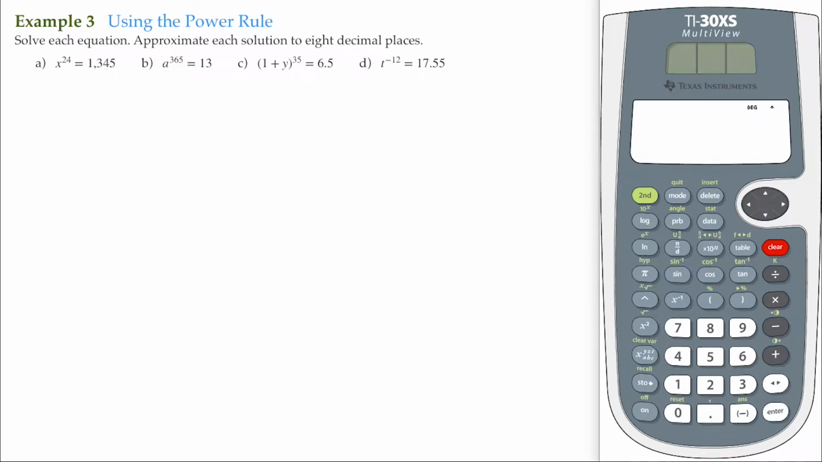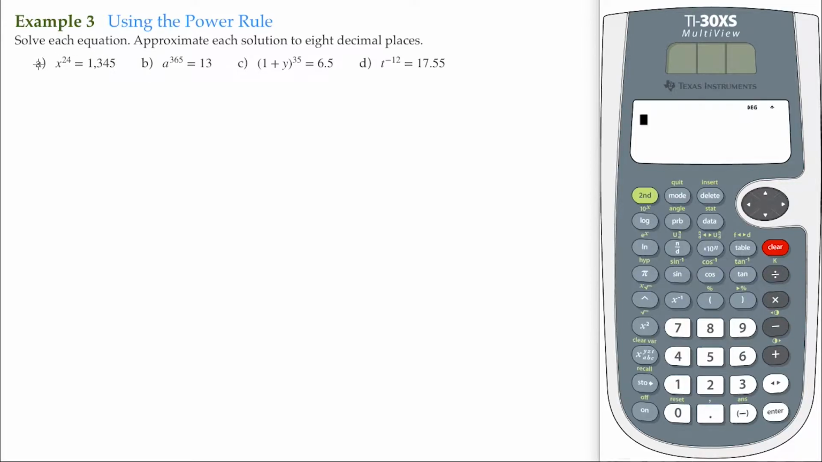In this example, we are going to be using the power rule of exponents to solve for these equations here. Keep in mind, for letter A, we have a base here, the base of an exponential equation. The base just happens to be x, and then we have a power, our exponent, the 24th power. So what we're going to determine is what to the 24th power is equal to 1,345. We're going to solve for this.